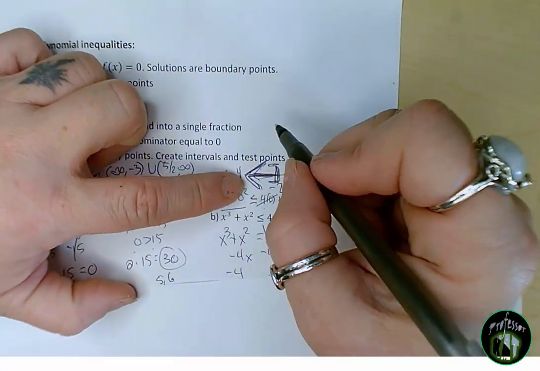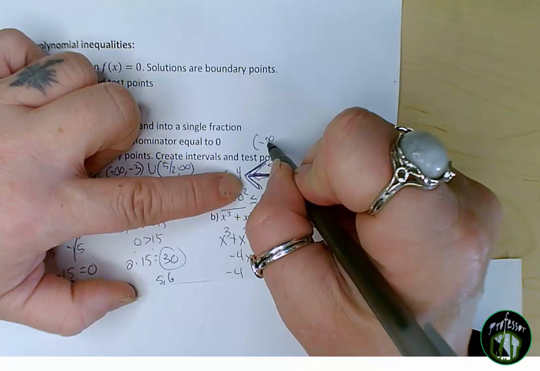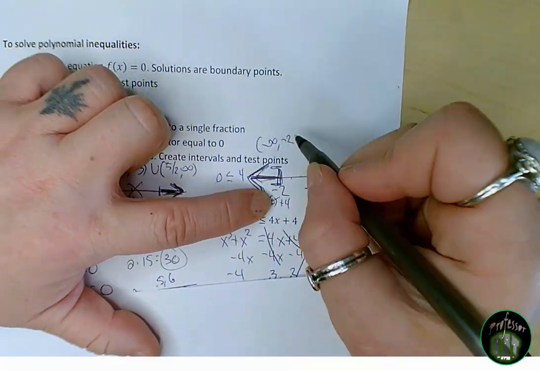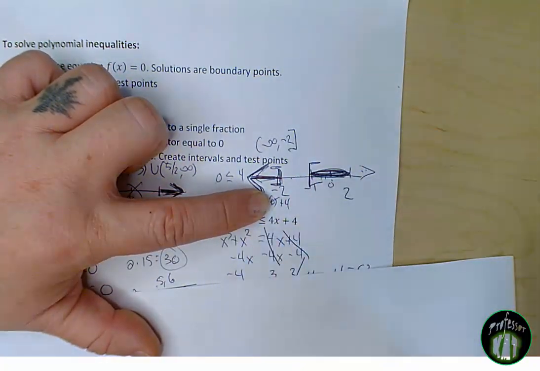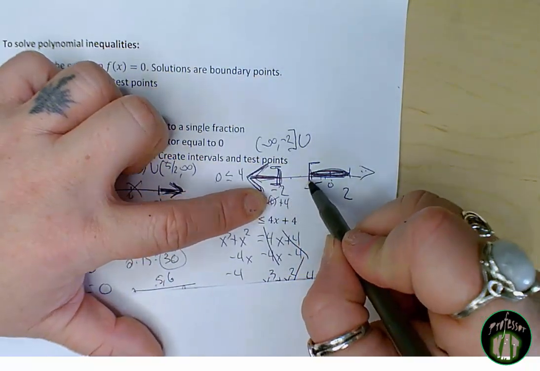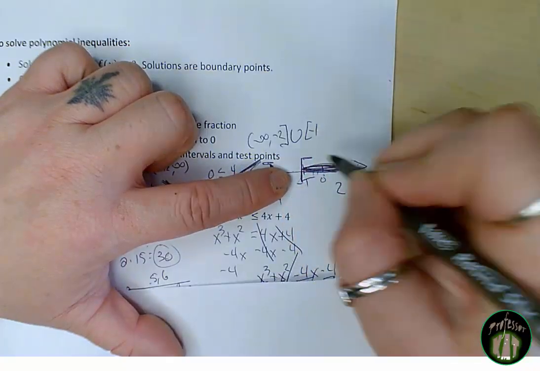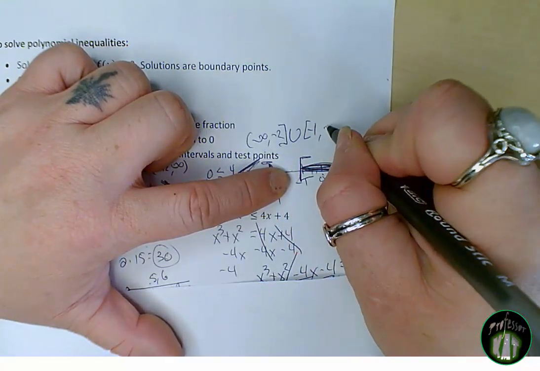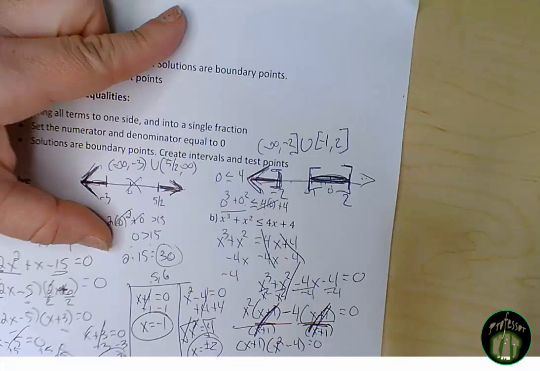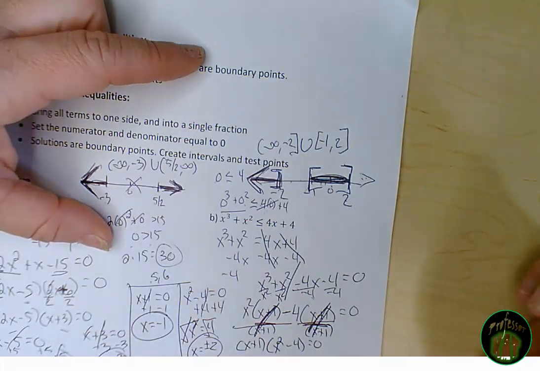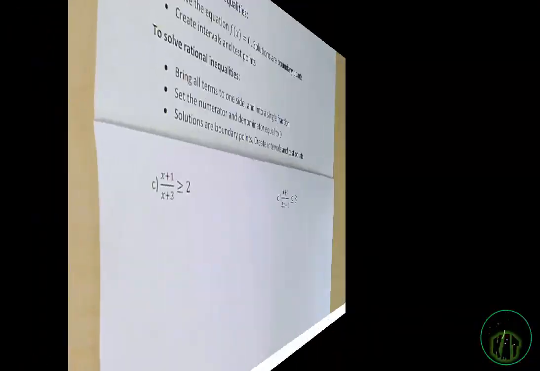Otherwise, interval notation coming from the left, this is going to be a negative infinity up into this negative 2 with a bracket because of our symbol. Union, anytime you have a gap, and we're going to pick back up over here at this negative 1 until we get to this 2 here. So that is what our interval notation is going to look like for this problem.